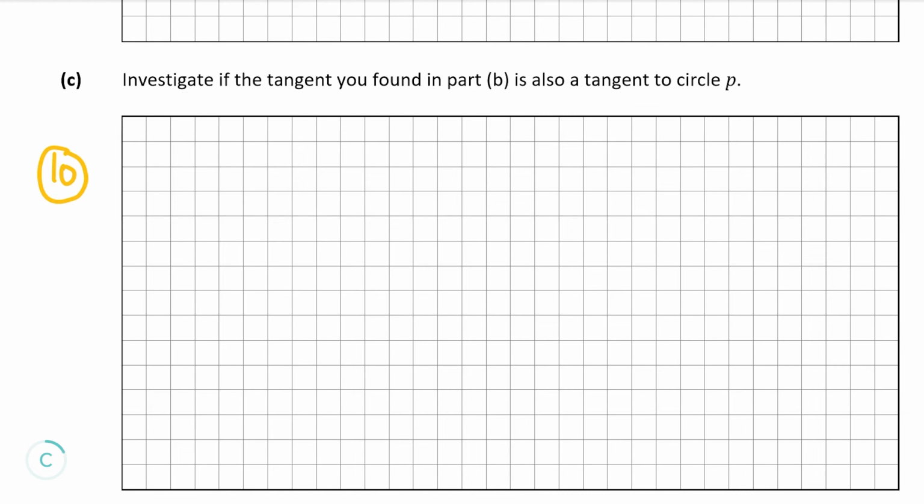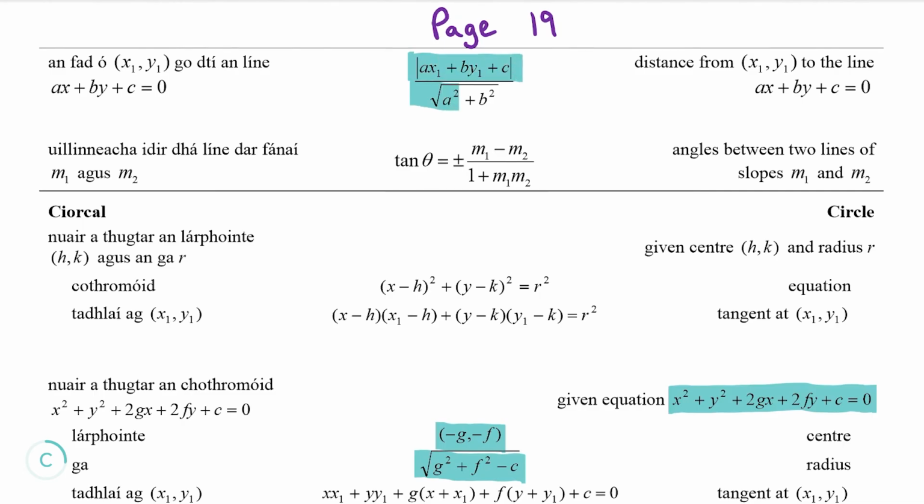So we're going to use our formula in the formula tables book on page 19 to find the distance from the point to the line, and the point will be the centre of P and the line will be the equation of the tangent. So it's the very first formula on the page up here. So we're going to have to write the equation in the form ax plus by plus c is equal to 0, and then x1, y1 will be the centre.